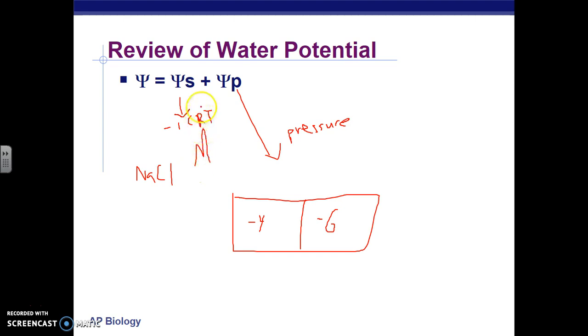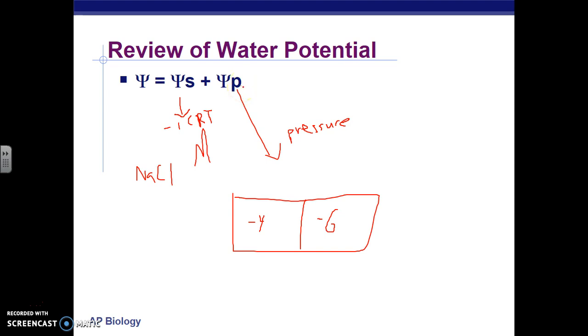R is the ideal gas constant, which is given to you on the formula sheet. And then T is the temperature in Kelvin. Solute potential is always negative unless it's distilled water. If it's distilled water, the Ys is 0 because C is equal to 0, and then this whole equation goes to 0.